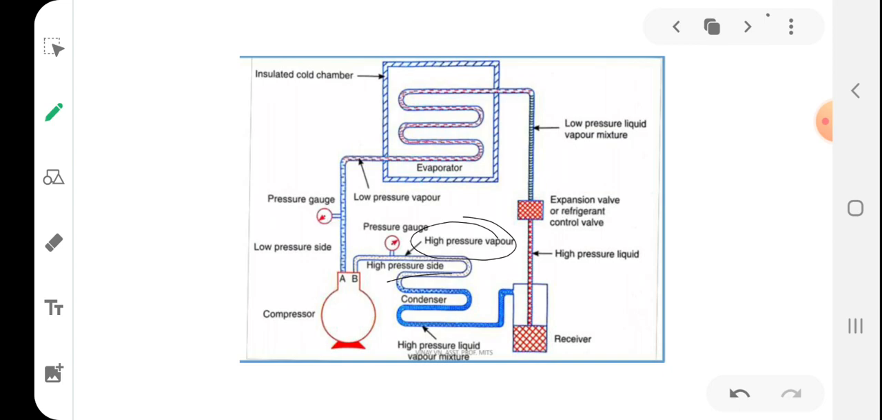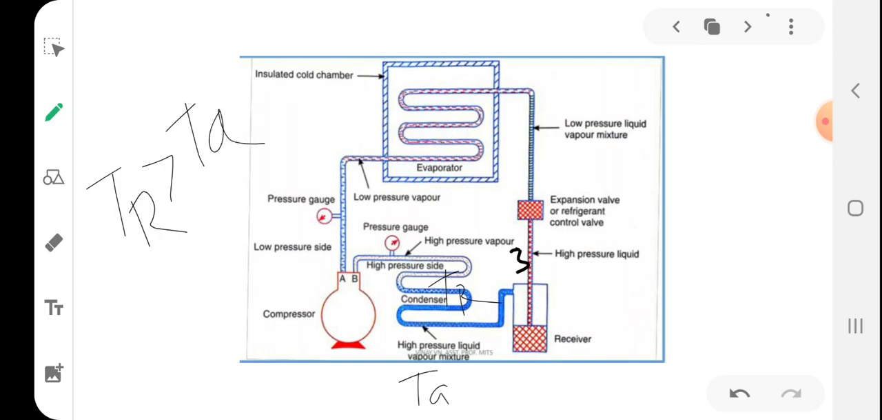So it is actually high pressure vapor, and this vapor is passed through the condenser. In the condenser, what happens? It rejects heat to the atmosphere. So students, suppose the temperature of the atmosphere is Ta, and the temperature of the refrigerant is Tr. For heat transfer from refrigerant to atmosphere to take place, what will be the condition? Tr should be greater than Ta, then only heat gets transferred. Heat gets transferred from higher temperature to lower temperature only.